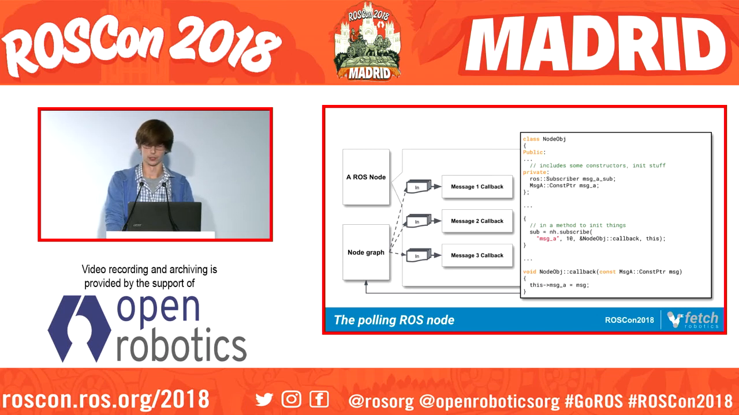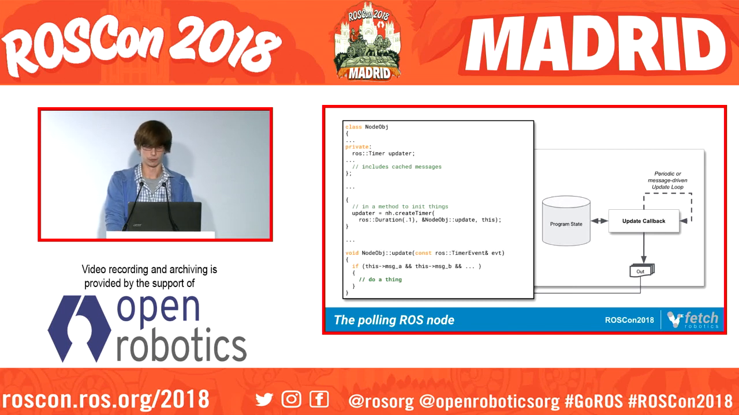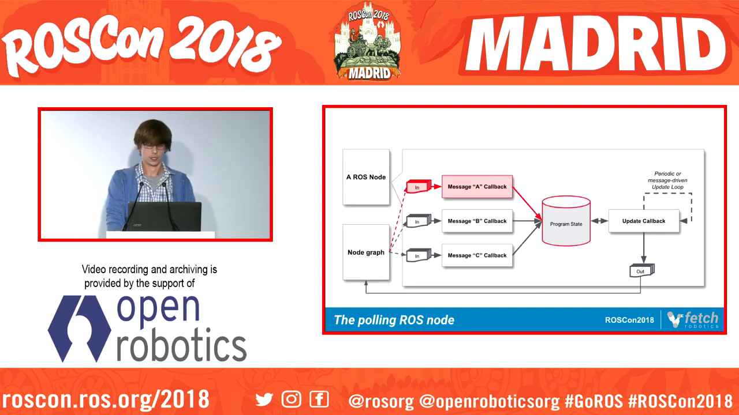We're collecting them via message callbacks, and then we are saving these messages inside of our encapsulating class, maybe every time we get a callback, to keep the callbacks light. And then in a separate update loop, possibly in a timer or maybe even in another message callback, we're going to check to see if these messages are there, and if they are, we're going to do something with them. So it looks something like this. We get some messages in on our inputs. And then decoupled from that, we run our update callback.